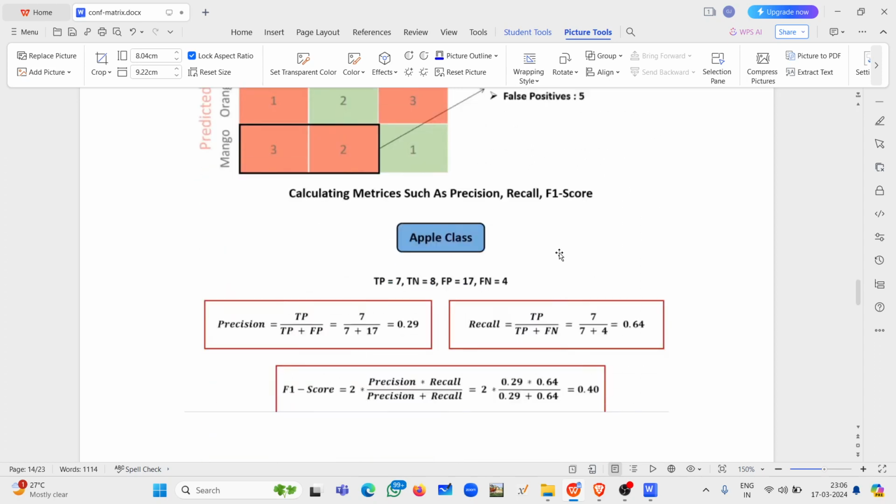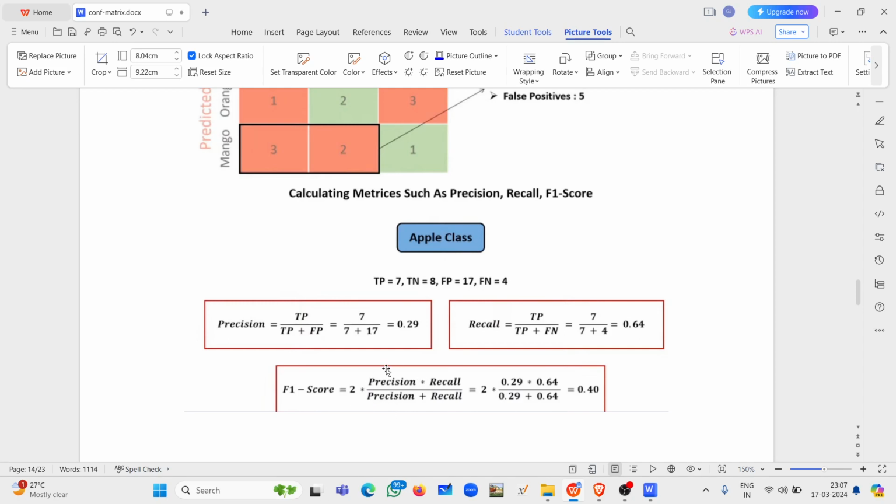Now let us calculate the precision, the recall and F1 score for one class, apple. Because the value is given, what is the precision? Precision is true positive by true positive plus false positive. Putting it, it is coming 0.29. Recall, true positive by true positive plus false negative, it is coming 0.64. That is F1 score. So that is the harmonic mean.